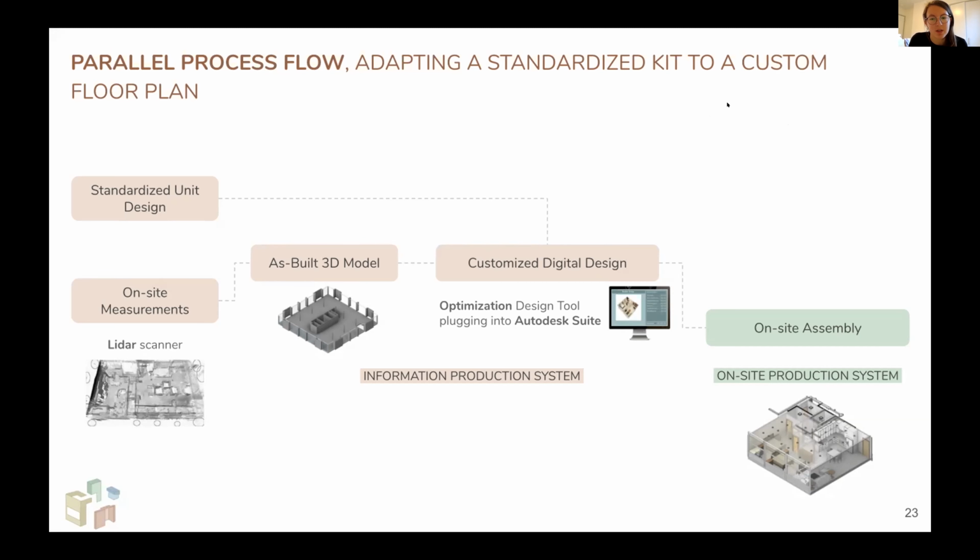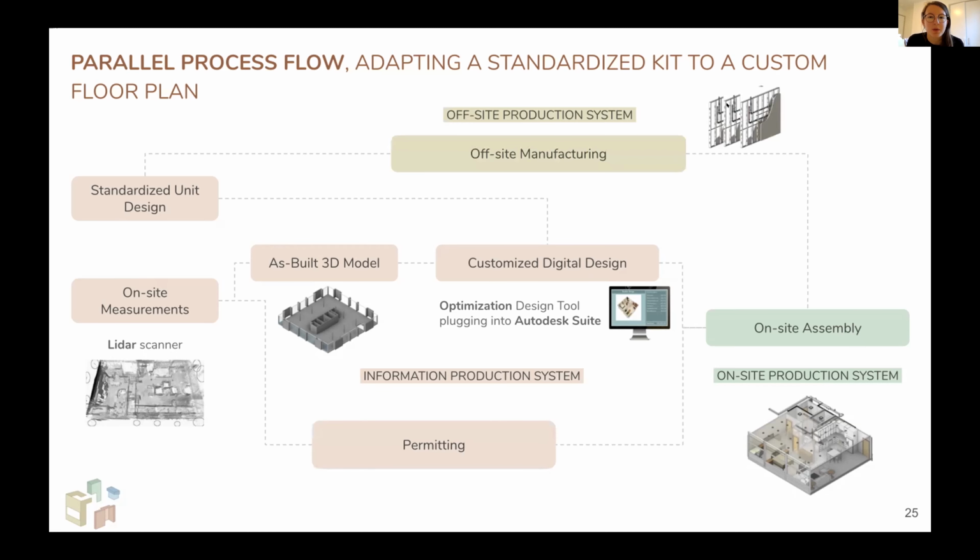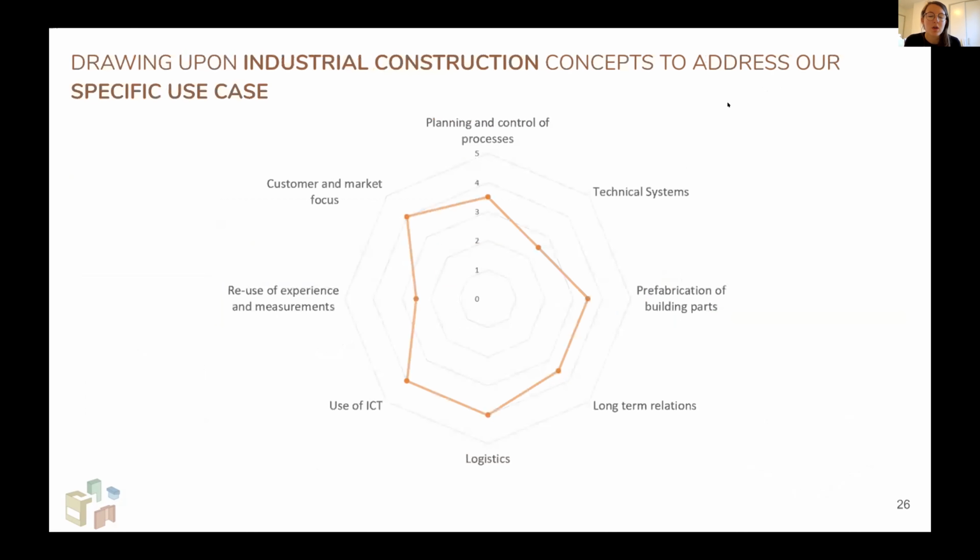And so to link it back to what my teammates were presenting, we standardized key components of our kit of parts in order to streamline this process. This standardized unit design that's on the top left of our slide feeds into our information production system and allows for a parallel process with permitting and manufacturing. According to our preliminary product system model, we estimated that a final throughput of around 5 units could be assembled in under a week.